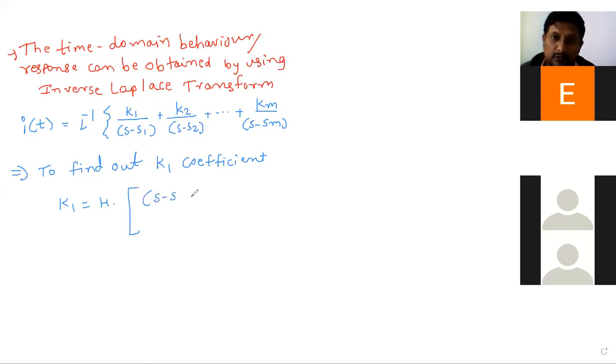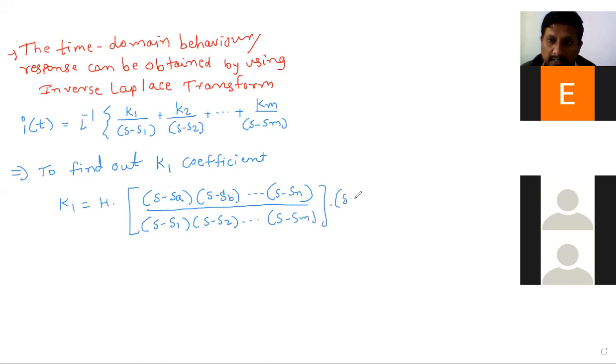(s minus sa), the numerator same, (s minus sb), up to (s minus sn), divided by (s minus s1), (s minus s2), up to (s minus sm), bracket complete, into (s minus s1). Okay, so this (s minus s1) will cancel with (s minus s1). Then in place of the remaining s, you will have to put s1. Okay, it is a little difficult to understand here.